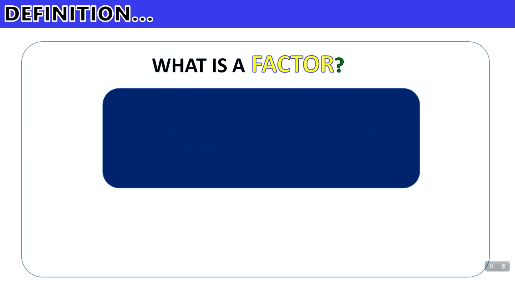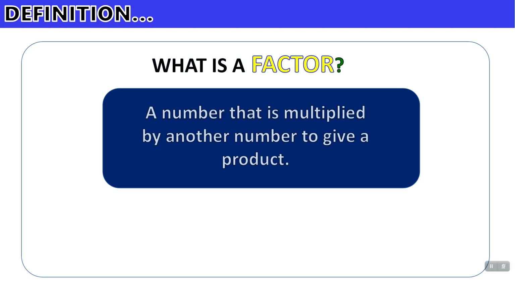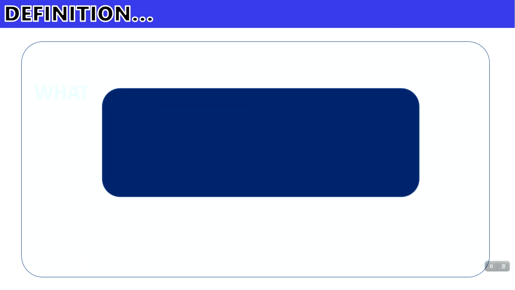First, the definition of a factor. Let's remind ourselves what a factor is. A factor is a number that is multiplied by another number to give a product. For example, 3 times 5 is 15, and so therefore the 3 and the 5 are factors of 15.